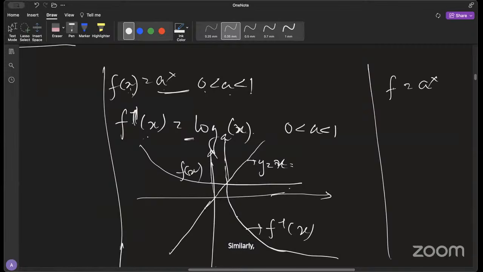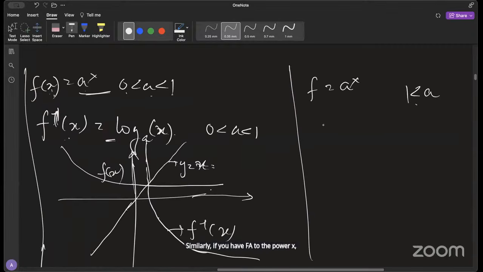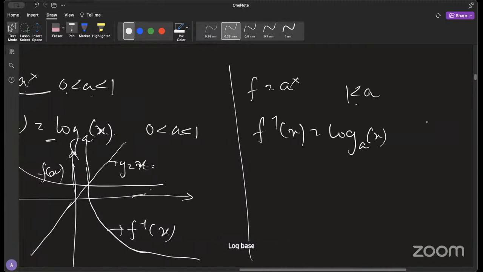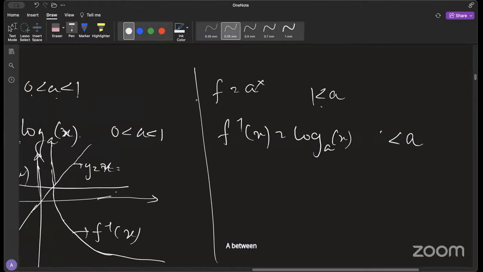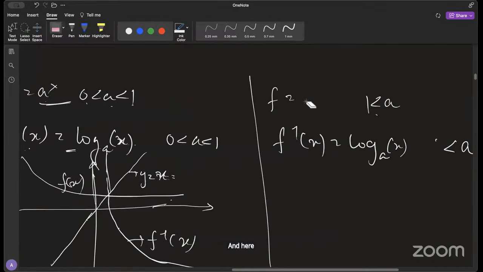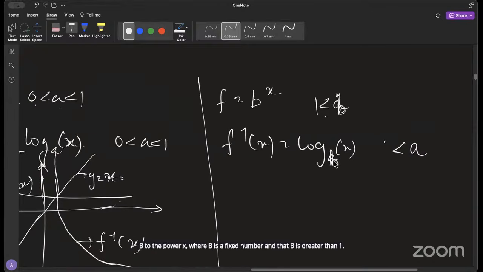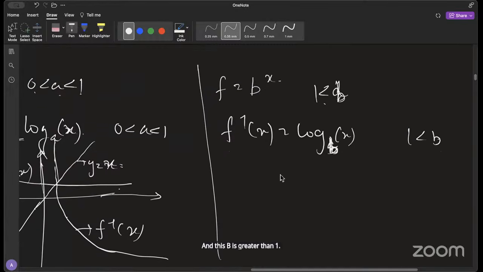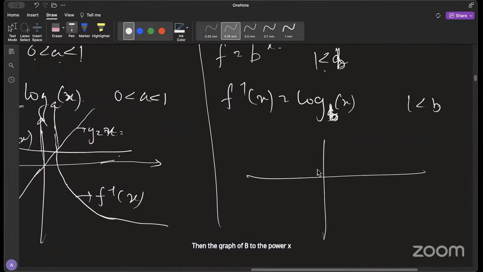Similarly, if you have f equals a to the power x for a greater than 1, the inverse of this is log base a x. In fact, it's the same a. Let's say I've taken some a, and here I'll take b instead. b to the power x, where b is a fixed number and that b is greater than 1. Then the graph of b to the power x looks like this, right? It's an increasing function, looks like this.